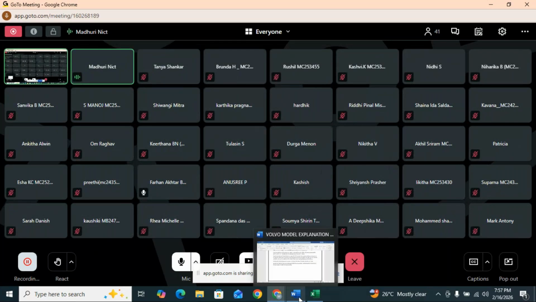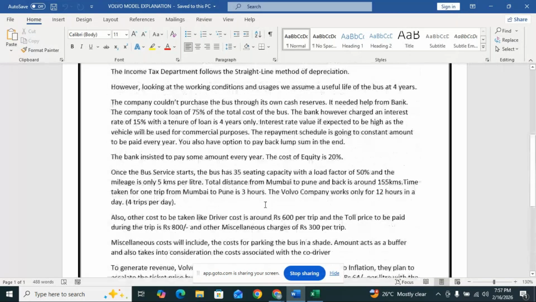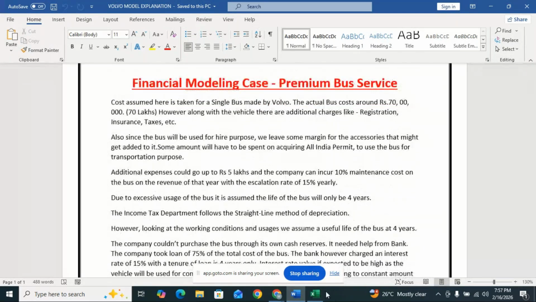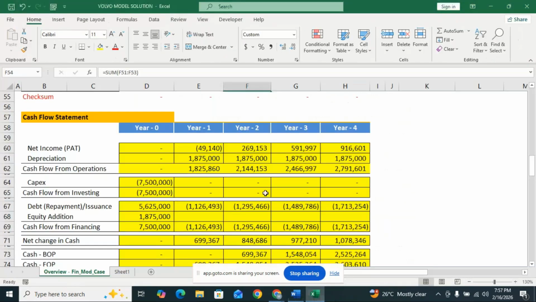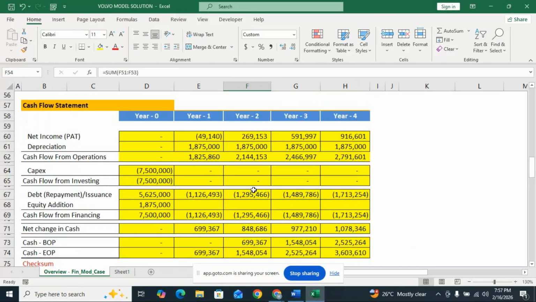So please go to the Toyota case study. I request you all to go through that Word file which I've sent you because it'll be easier. I've displayed the cash flow statement. Just cross check where you're not getting your IRR. I'll leave it to you.